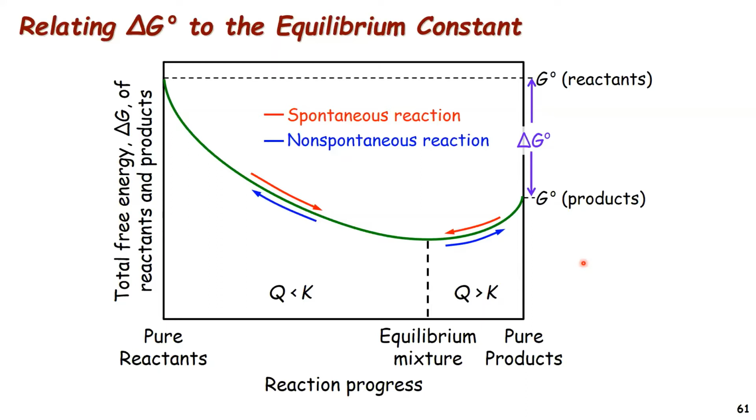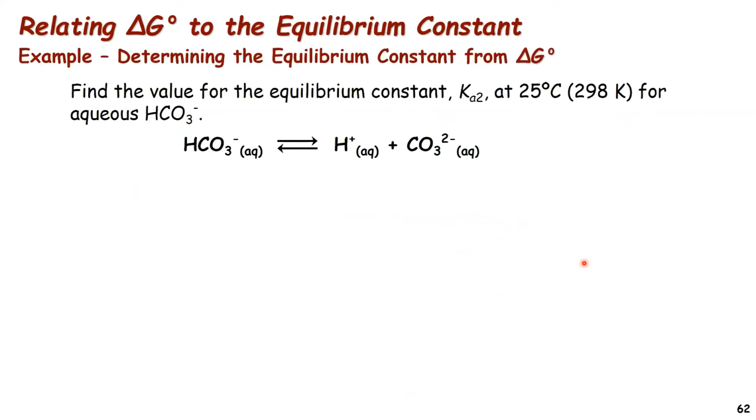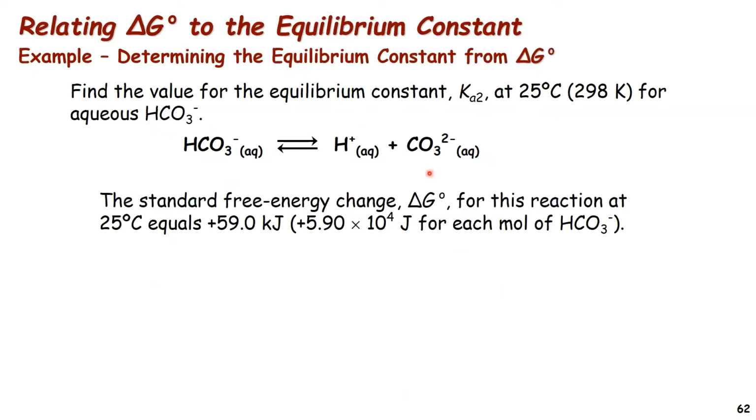Okay, does anybody have any questions about that? Okay, let's try an example. So let's find the value of the equilibrium constant, Ka2, at 25 degrees Celsius for aqueous hydrogen carbonate. So that's the hydrogen carbonate dissociating to form the hydrogen ion and the carbonate ion. Okay, so we're going to use the standard free energies to do it.